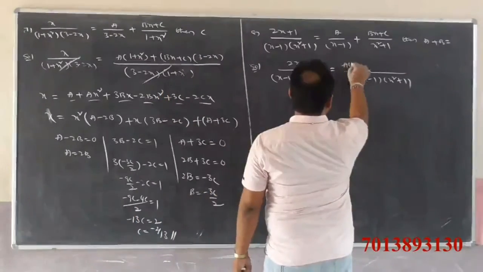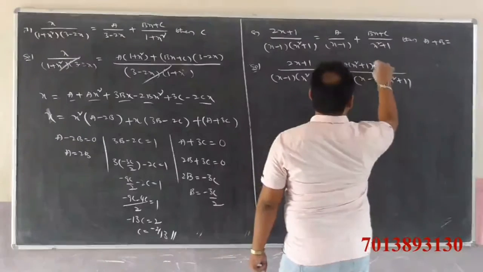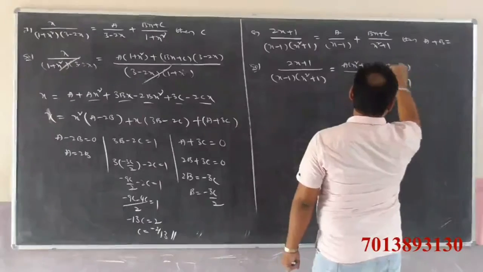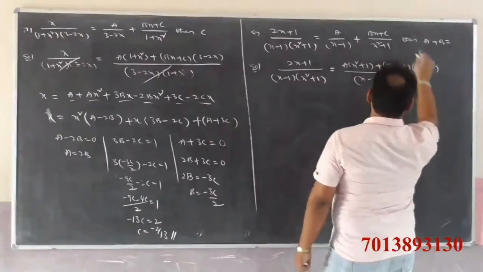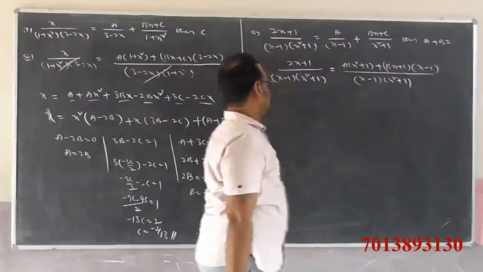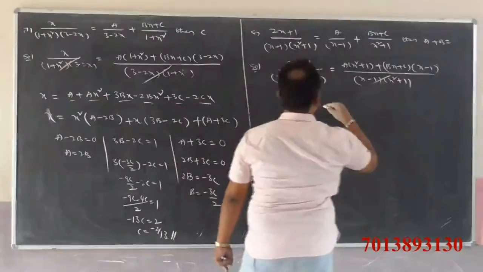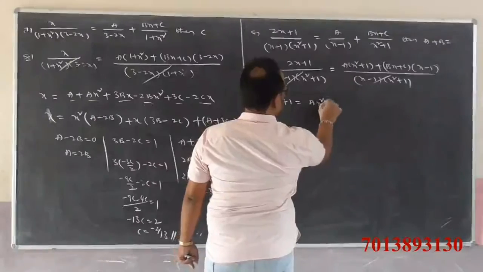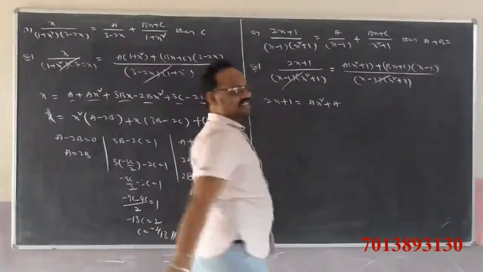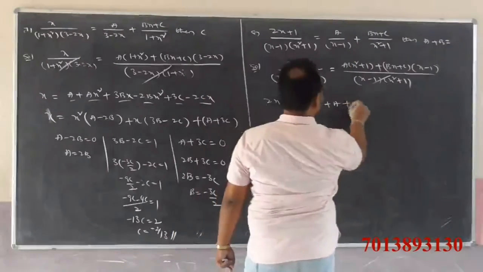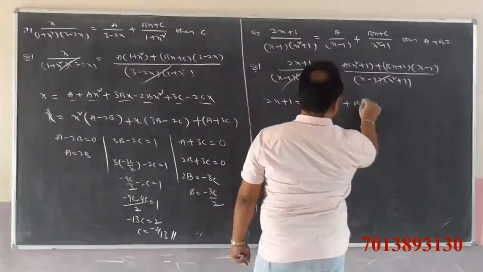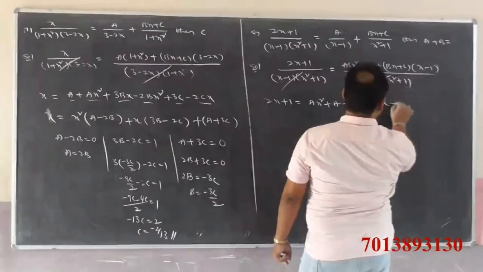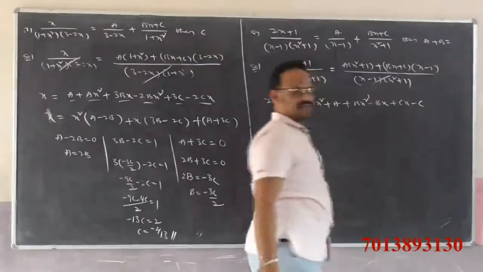So we get a into x square plus 1, plus x square plus 1 cancels. We get dx plus c into x minus 1 as the numerator. Clearly the denominator gets cancelled. We get 2x plus 1 is equal to ax square plus a, plus bx into x, we get bx square, bx into minus 1 we get minus bx, c into x, cx minus c.